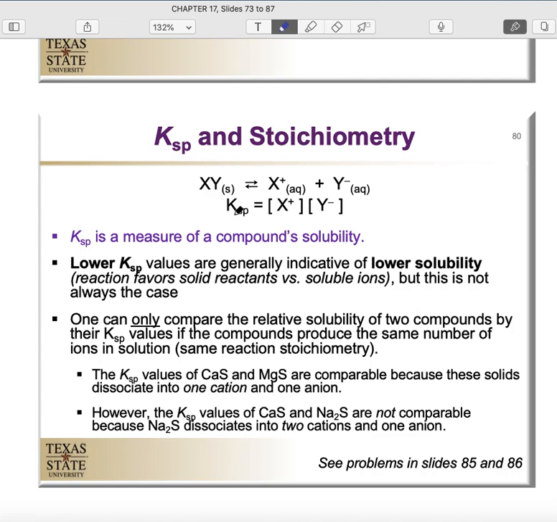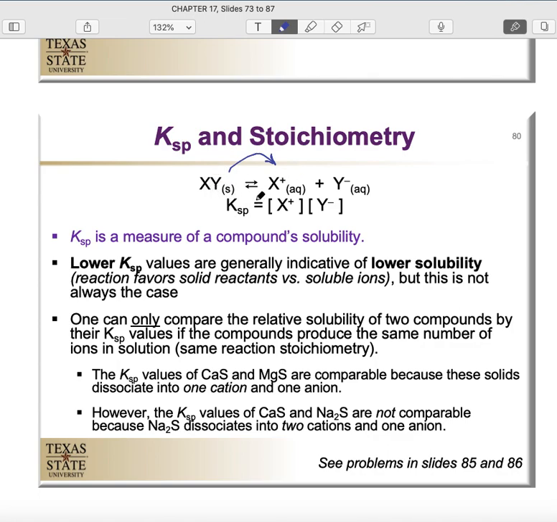Now, how is this a measure of solubility for that compound? Well, if you look at this, it says that the larger the KSP, it means that the larger the concentration of the ions in the product are, right? And so that means that more of the solid compound has actually gone on to make more of those products. And that means that the solubility is larger, right? So if the KSP is larger, that means that the concentration of the products are larger. That means that the reaction has gone forward, dissolving some more of that reactant.